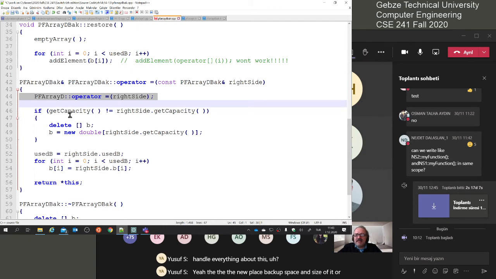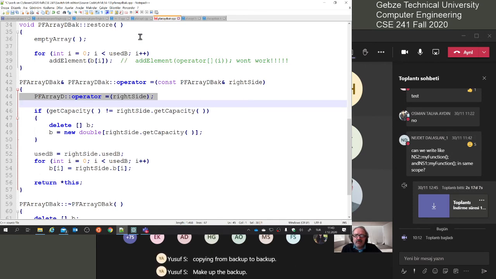Okay, so I say that if my capacity is not the same as the right side capacity, then I know that I need to resize myself. Then I am deleting myself and I will get some new space, and I get the used value from the other side, and I get all the values of the other side to my backup space. So I am copying from backup to backup.